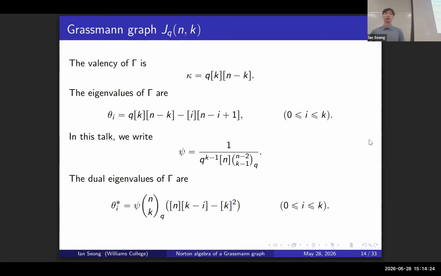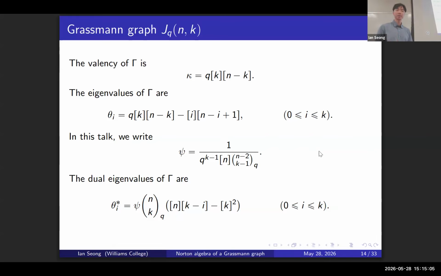Okay, so that is that. All right, and here are some facts about the Grassmann graph. The valency of gamma is known to have this value: q times bracket k times bracket n minus k. And then I list out the eigenvalues of gamma as shown there. Now I'm going to say what the dual eigenvalues are, but before that, I'm going to introduce a notation called psi, which is going to pop up quite often. There's a bit of a technical calculation in order to find psi, but it's going to show up quite often. So this is what we're going to define psi to be. And in view of that, the dual eigenvalues of gamma are given at the bottom there.